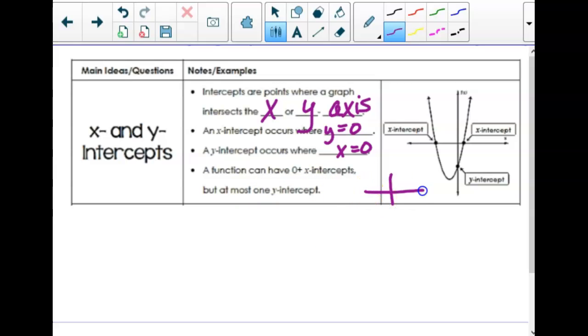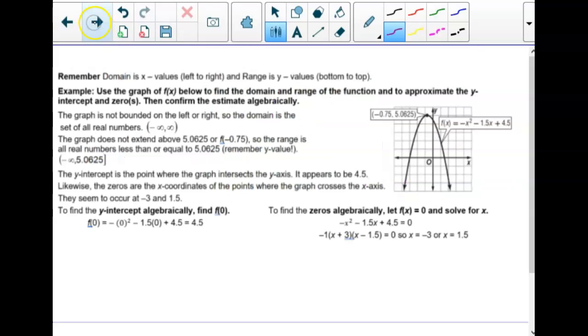So when we get to doing polynomial business like this, we will have like 4 x-intercepts, but it will only have at most one y-intercept. Can anybody tell me why? Why can't it cross the y-axis more than once? It wouldn't be a function anymore, right? Because it wouldn't pass the vertical line test.